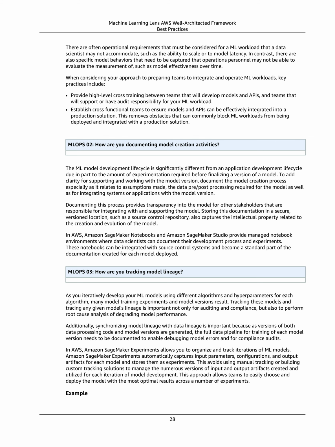Synchronizing model lineage with data lineage is important because as versions of both data processing code and model versions are generated, the full data pipeline for training of each model version needs to be documented to enable debugging model errors and for compliance audits. In AWS, Amazon SageMaker Experiments allows you to organize and track iterations of ML models. Amazon SageMaker Experiments automatically captures input parameters, configurations, and output artifacts for each model and stores them as experiments.